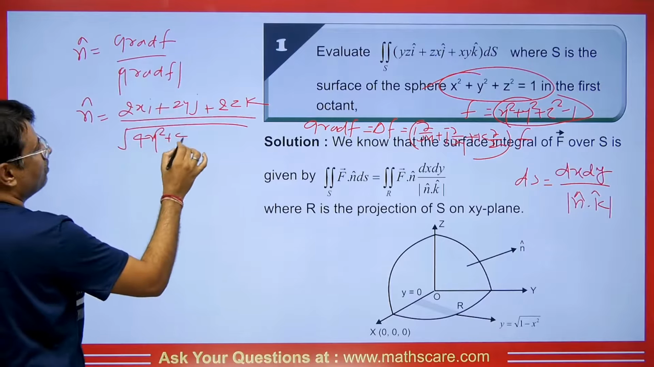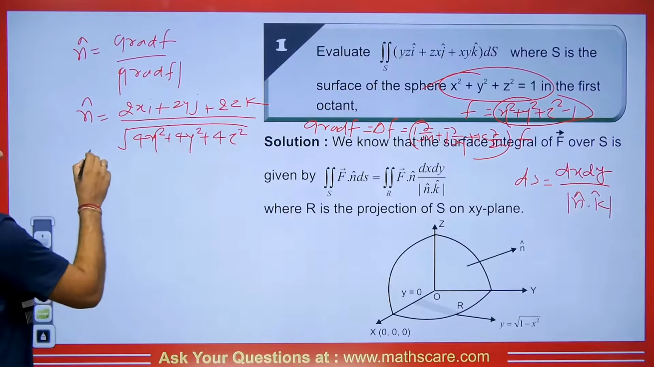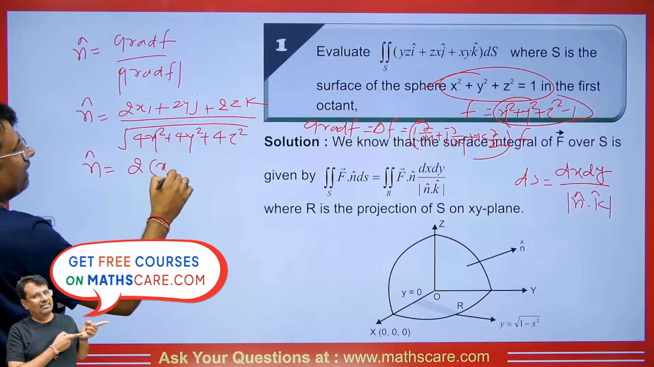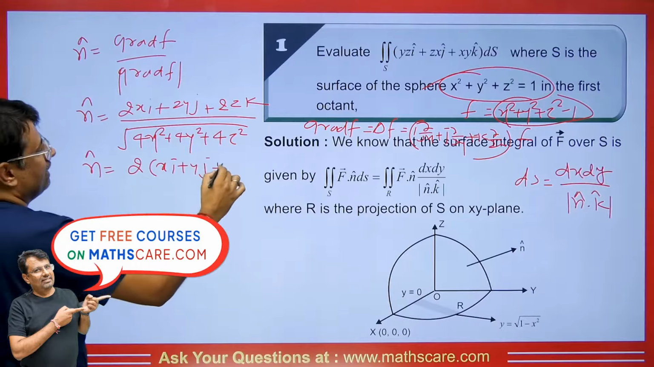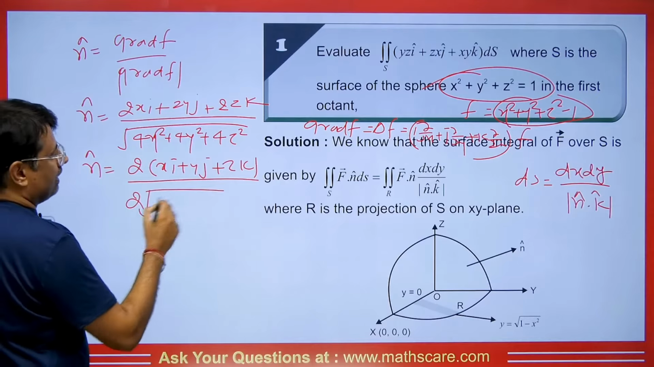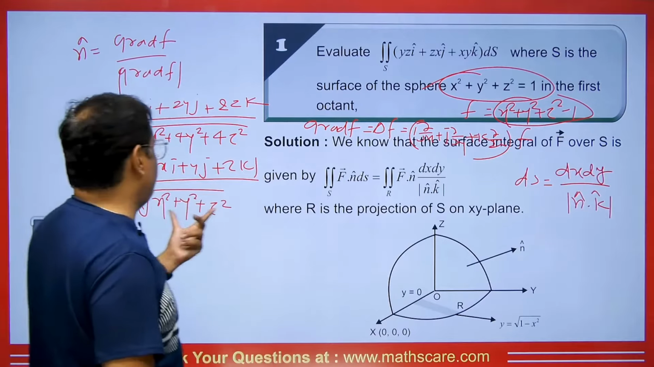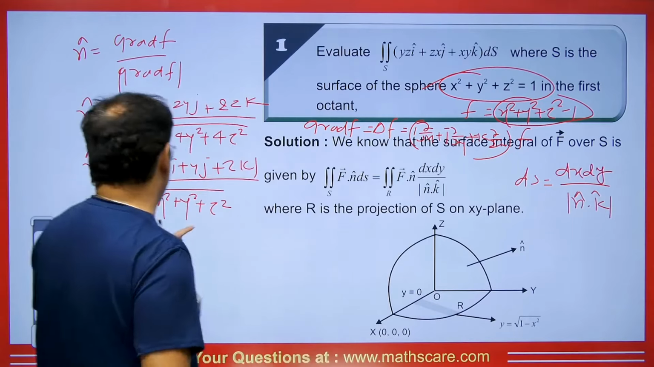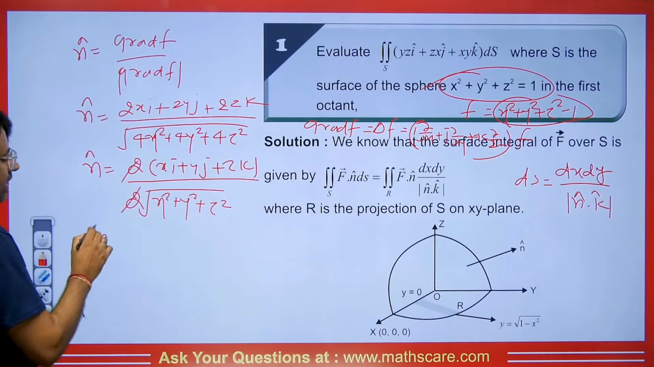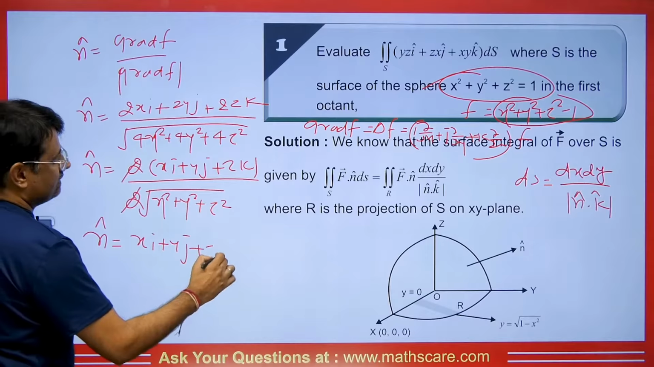4x square plus 4y square plus 4z square. So what you need to do here, take out the common. If we take out 2 as common, we'll get xi plus yj plus zk divided by, as soon as we take out 4 as common, we'll get 2. And we'll get x square plus y square plus z square. So students, the value we have here is 1. This will be 1 and the 2 will be cancelled. So what will be the n cap? This will be xi plus yj plus zk.